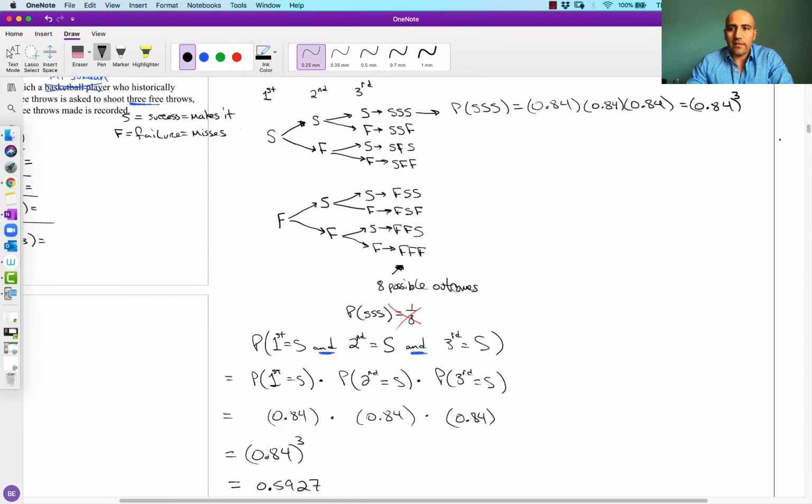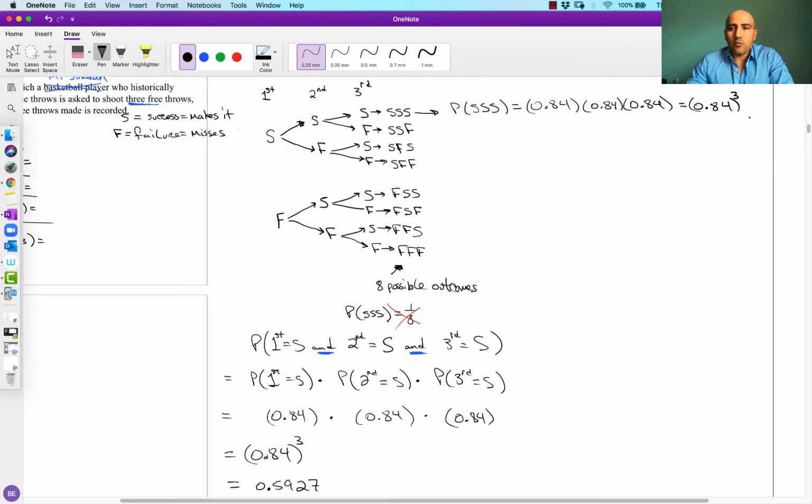And so we saw that that equaled 0.5927. Okay, let's look at another one. Let's jump over here to this one, FSF. Let's look at that situation down here. So now let's look at the probability that we get F, then S, then F, in that order.